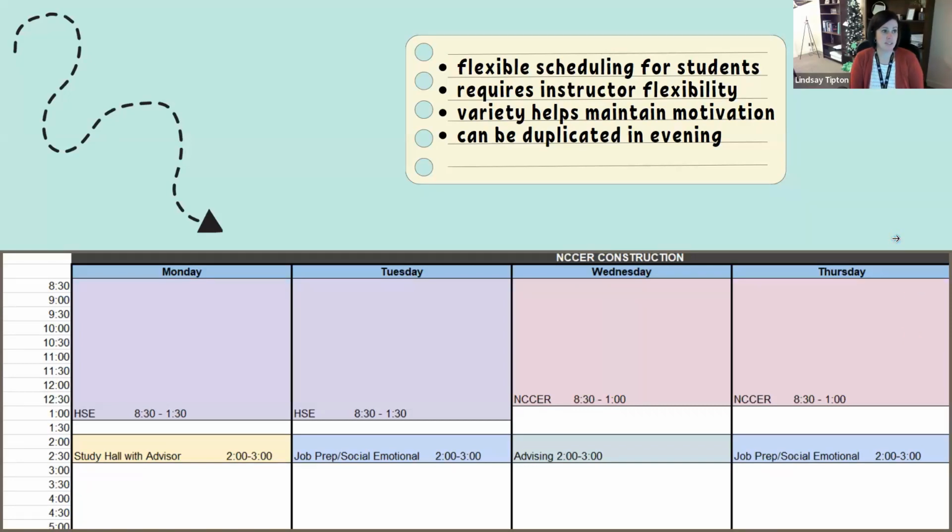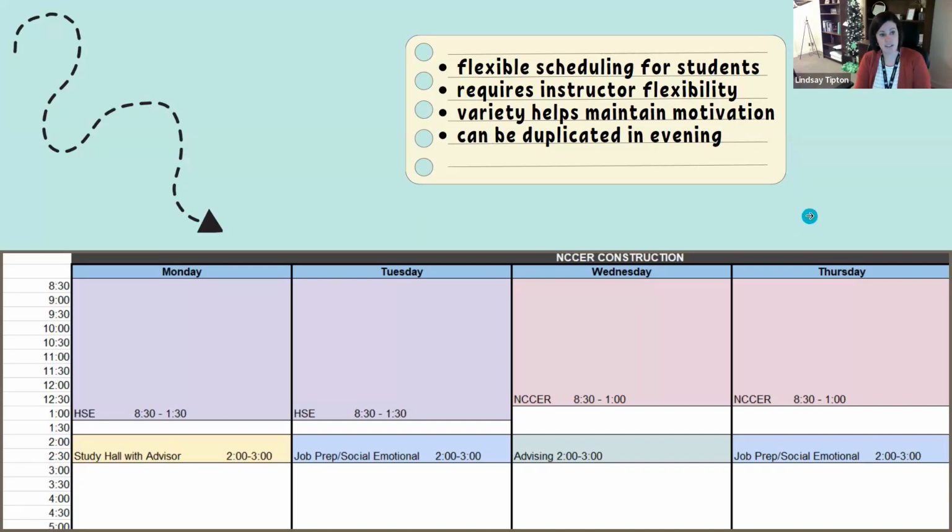So some of the good things about this schedule: it was flexible scheduling for the students. It does require instructor flexibility, because you'll see in a minute that this NCCER construction is one piece of the puzzle. When you add in the other two IETs, there were students coming and going a lot. The variety helped maintain motivation. Students like Catherine, who I was just talking about, who did not like coming for her regular high school equivalency classes, it helped her that she knew she had this other stuff mixed in that she did enjoy going to. And that is what helped her finally get through it.